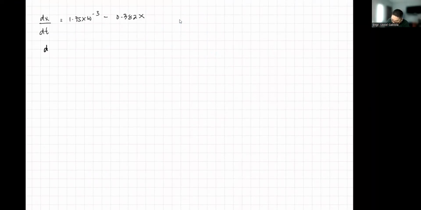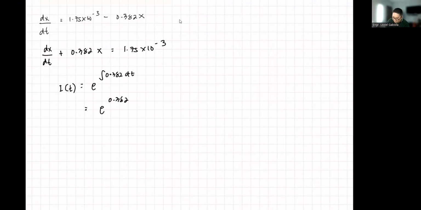Okay, so this will be dx over dt plus 0.382x is equals to 1.75 times 10 to the negative 3. Okay? So, IT natin will be equals to e raised to 0.382 dt. So, e raised to 0.382 lang yung integrating factor natin. So, multiply lang natin both side by e 0.382 dt.